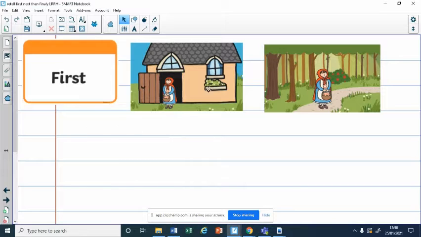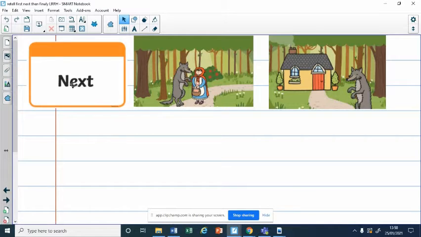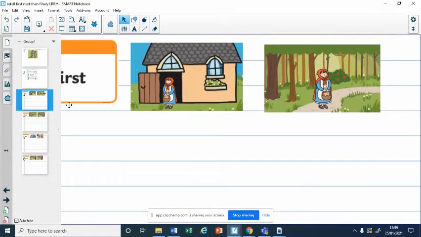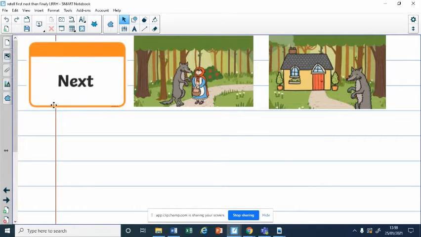Once upon a time, there was a girl called Little Red Riding Hood. She decided to take her grandma a basket of treats and she walked off through the forest. Next, she met a big bad wolf. And the big bad wolf rushed on ahead to get to Grandma's cottage before her. So yesterday we talked about the first thing that happened at the beginning of the story, and then we talked about what happens next.